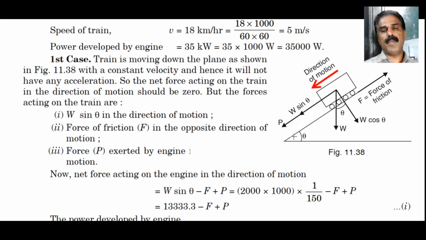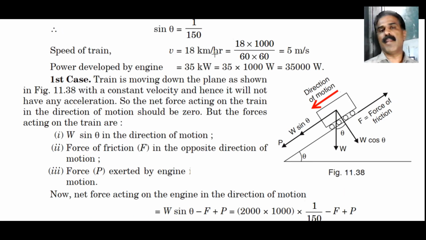What is P? P is the force generated or applied by the engine on the train to pull the train down the plane at a speed of 18 km per hour or 5 meter per second velocity. So P is the force required to produce 5 meter per second velocity. These two forces are in the downward direction, and of course we know there will be some frictional resistance. Nothing is mentioned about the frictional resistance.